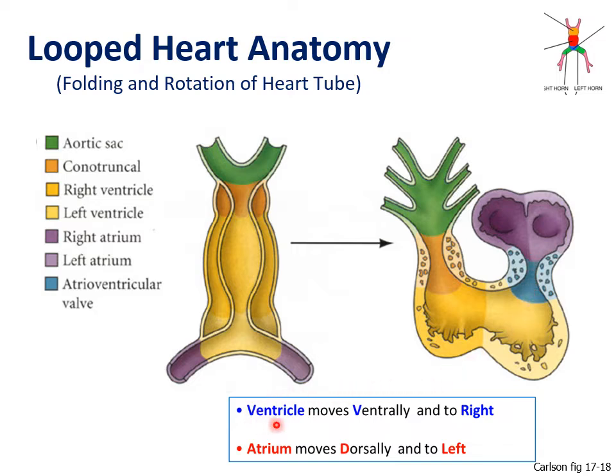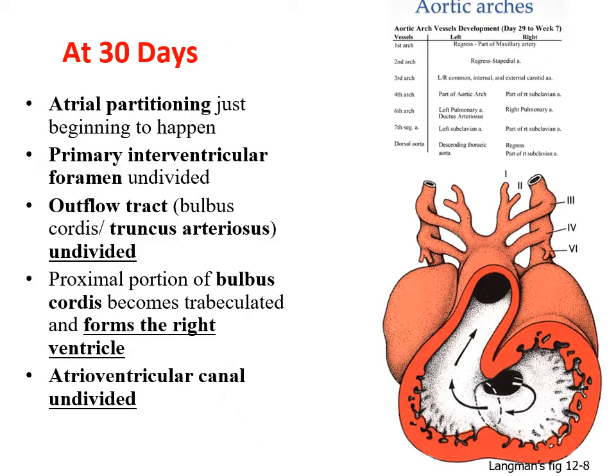Again, please just keep in mind, ventricles move ventrally and to the right, giving the normal position of the heart in the left hemithorax, and atria move dorsally and to the left. Repeating this just to keep this idea in mind and not to forget. By 30 days, what will happen here? Here are the aortic arches on the right and on the left. We have six arches from the dorsal aorta, and each one of those arches has certain structures coming from it. We shall discuss this at the end of this lecture.